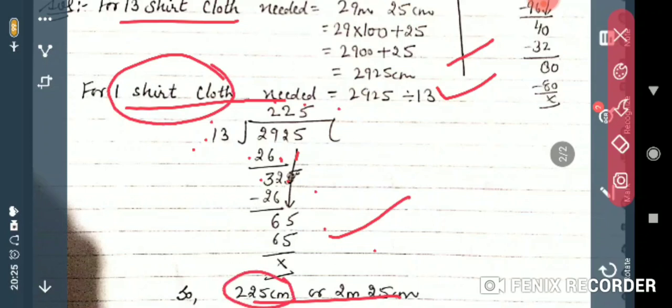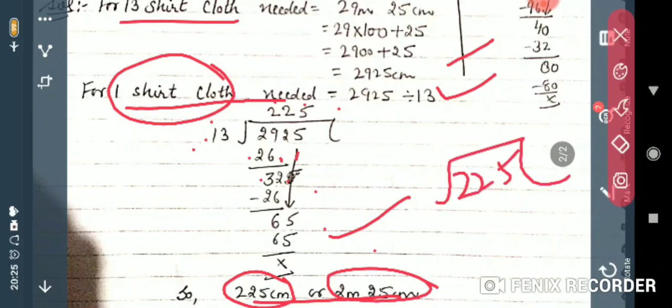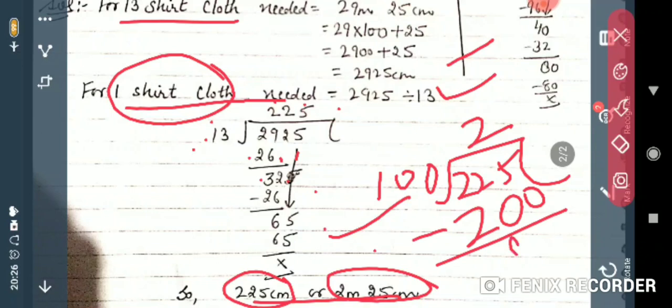225 centimeter, or you can write 2 meter and 25 centimeter. How can you write that? As 1 meter equals 100 centimeter, we will divide by 100. 100 twos are 200. So this figure will be in meter and this figure will be in centimeter. So 2 meter and 25 centimeter.